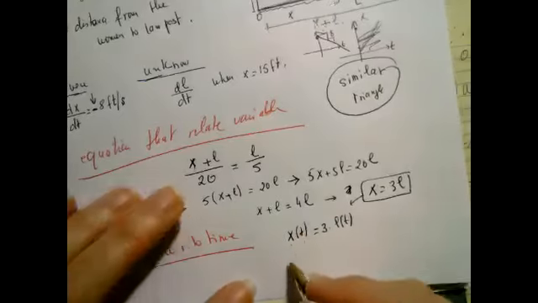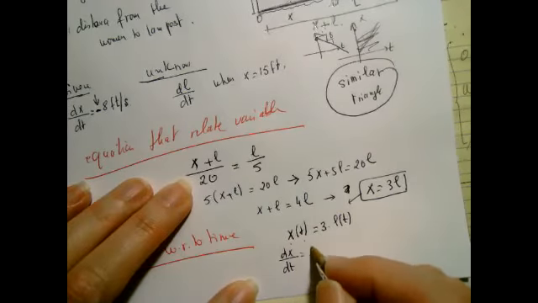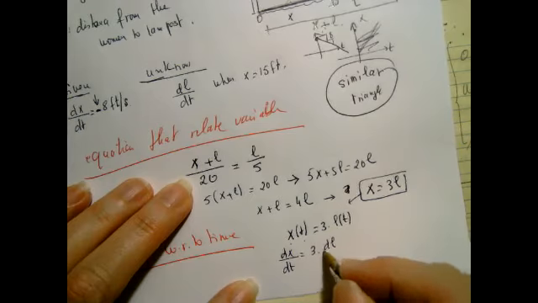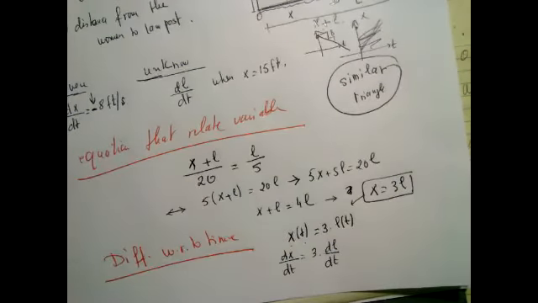Now we differentiate. We get that dx/dt is 3 times dL/dt. Okay, and that's the equation that relates the rates of this problem. Now that we found this, we go back to the given and the unknown, and we actually start to plug and chug, whatever we need to do.